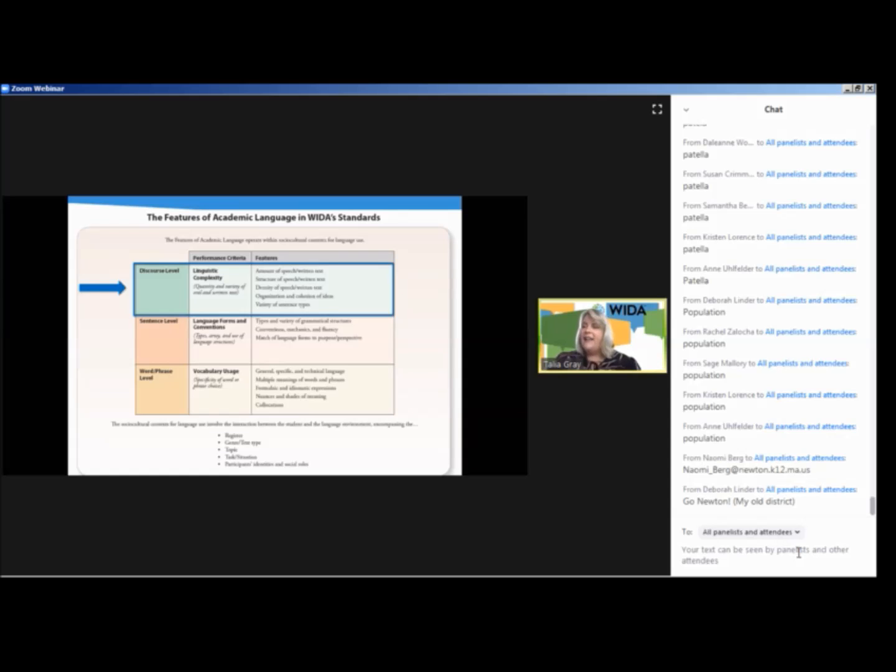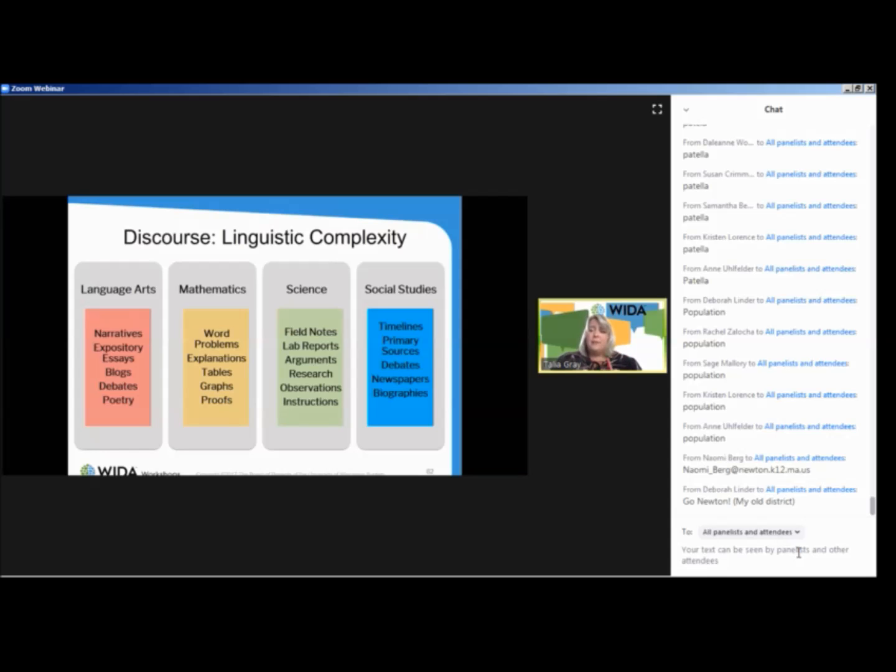Sorry about that, guys. So we want students to get to that discourse level. Here in the discourse dimension, we consider the amount of language as well as the organization and cohesion of their ideas within the message that they're trying to communicate. So the amount of speech here is very important, and also the structure of it. As you can see on the next slide, linguistic complexity and discourse, these are some examples for you.